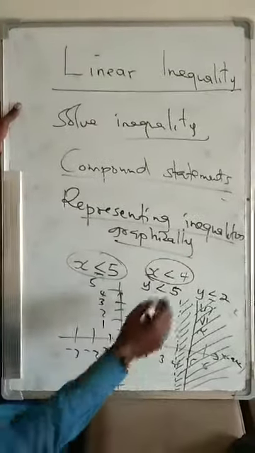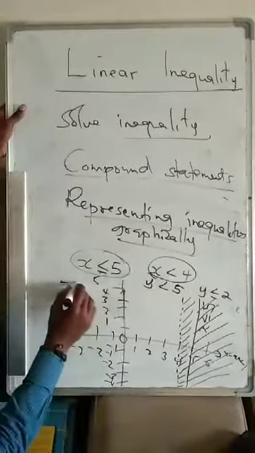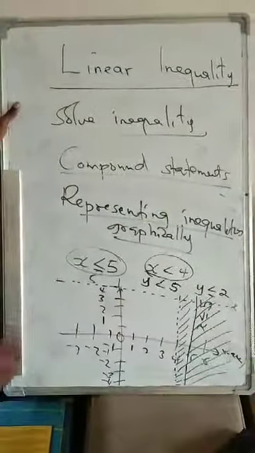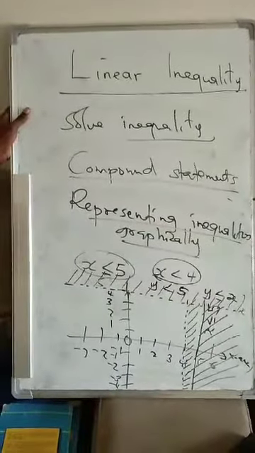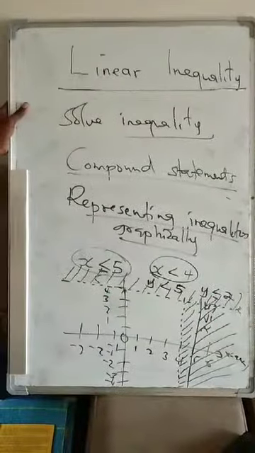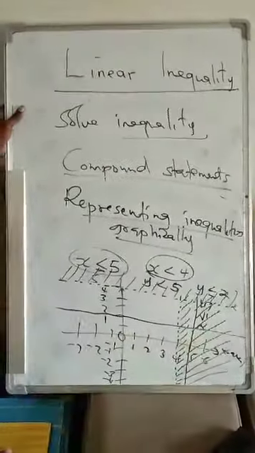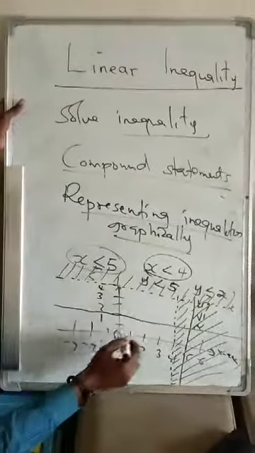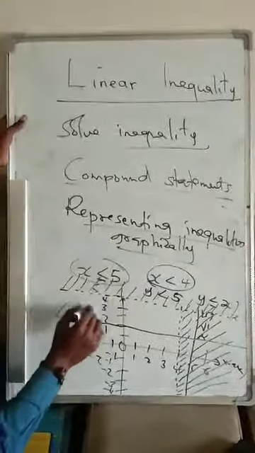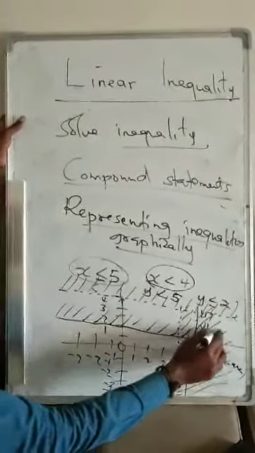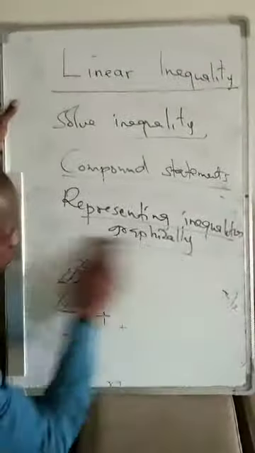Coming to y, the same thing. y is less than 5. You draw, because we don't have the equal sign there, what we do, we put a dotted line. Then we shade the unwanted region. Then we also have y is less than or equal to 2. So in that case we draw a continuous line because we have the equal sign. So is 1 less than or equal to 2? Yes. Is 3 less than or equal to 2? No. So we shade that place where we say it is no. That one there, you can pause the video and continue.